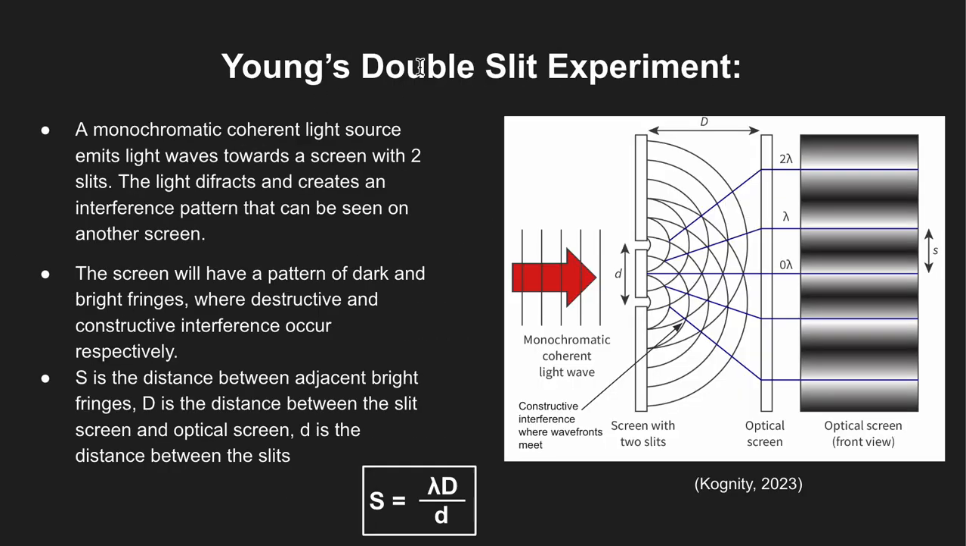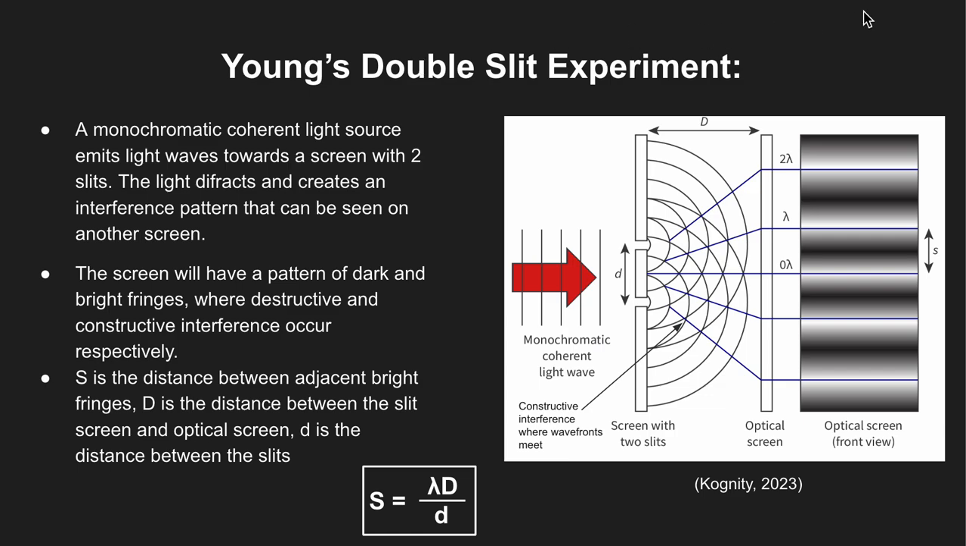Then you have Young's double slit experiment. It's just an experiment where a monochromatic coherent light source, which we'll talk about later, emits light waves towards a screen with two slits. The light diffracts, as we mentioned diffraction earlier, and it creates an interference pattern seen on the optical screen behind the slit screen. And the screen will have a pattern of dark and bright fringes due to the occurrence of both constructive and destructive interference.